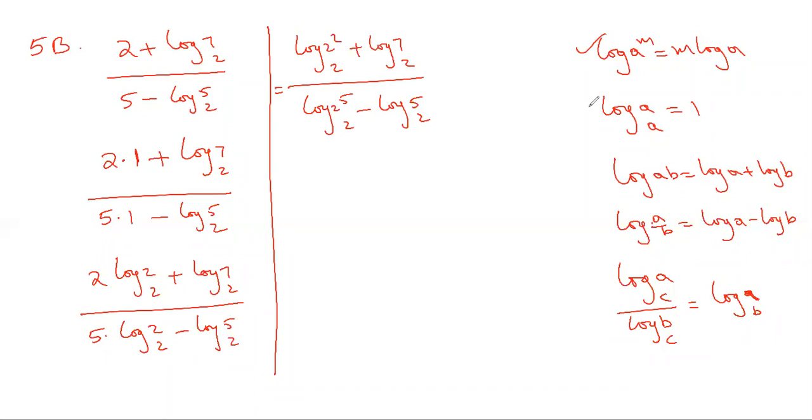Now I use this formula. This formula is also over. And now I'll use this formula, this and this. So the numerator, if you use that formula, is log 2 square into 7 base 2 by log 2 power 5 by 5 base 2. So when you want to write it as a single log function, we can use this formula.